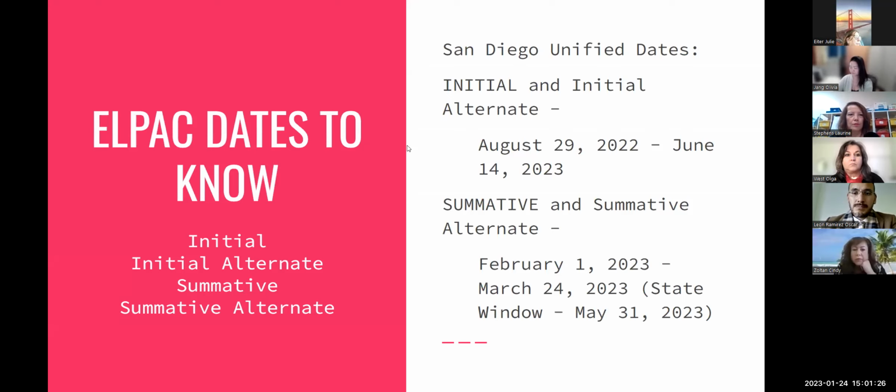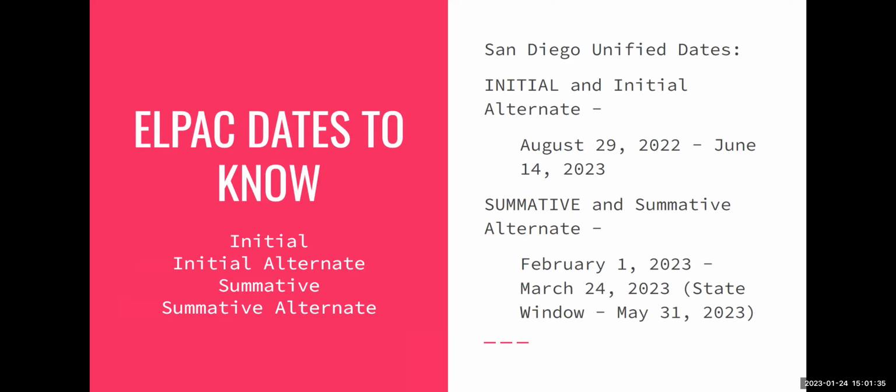So the LPAC dates to know obviously are, I'm going to move my windows. I'm sorry, I'm going to hide some of you so that you have full view of my screen. Our testing dates are initial and initial alternate, which are the first day of student enrollment, August 29th through June 14th. The summative and summative alternate have an annual date of February 1st every year, with an ending date of May 31st of every year.